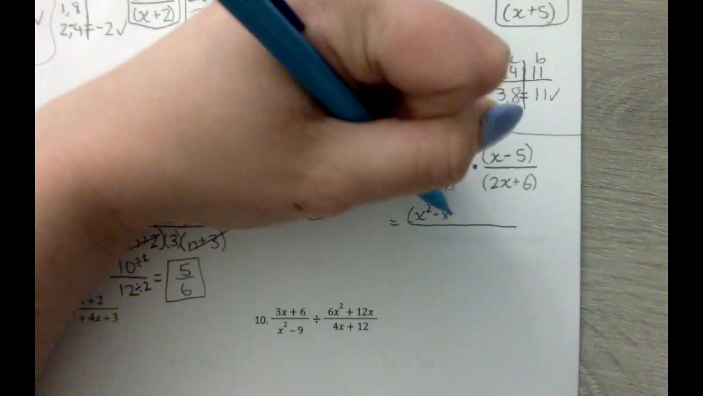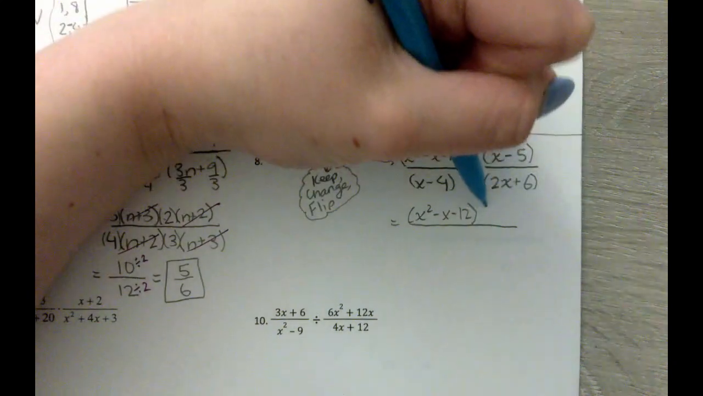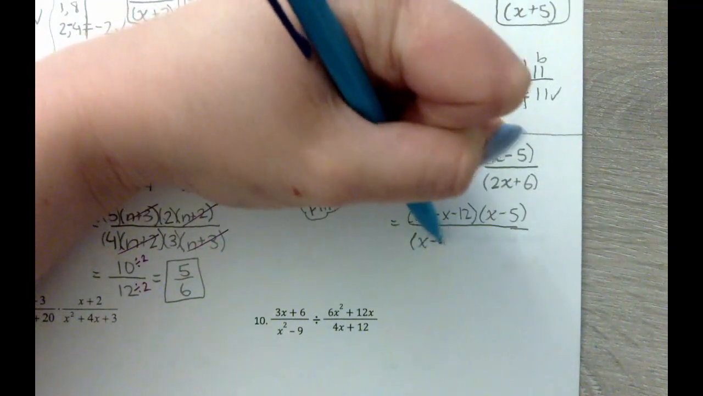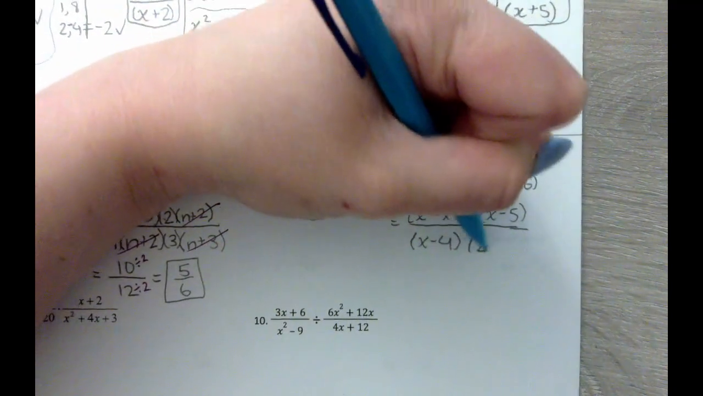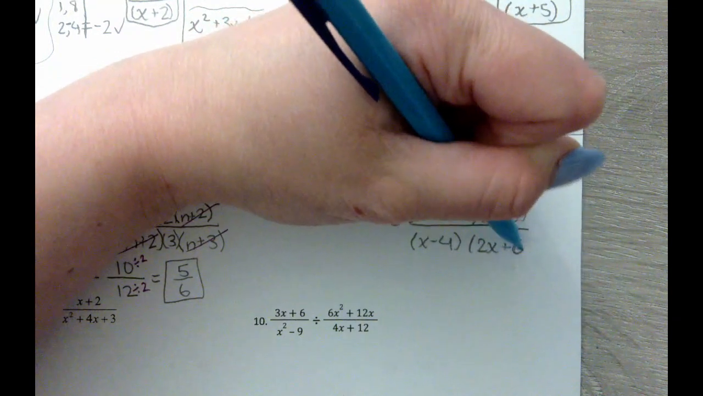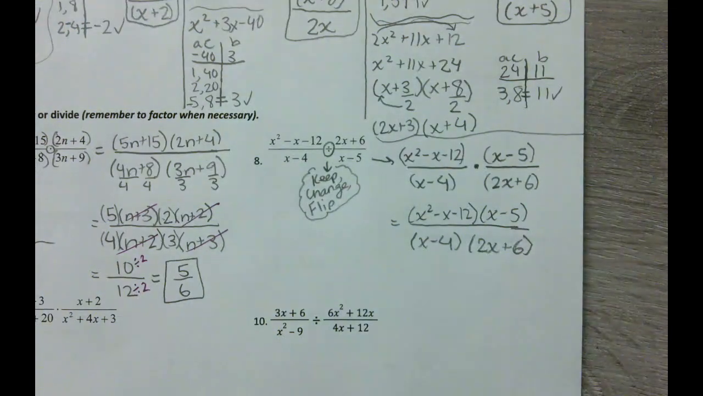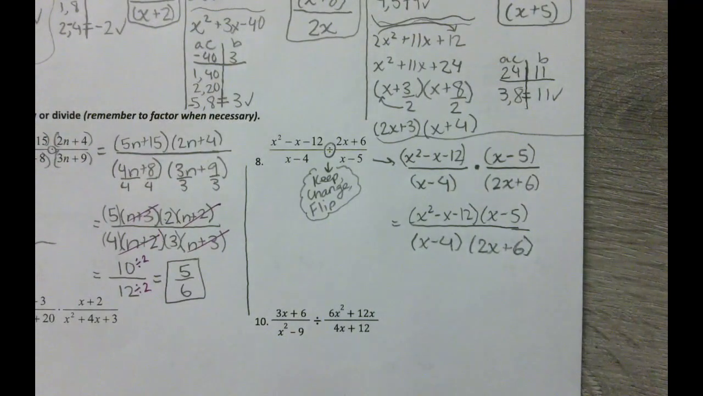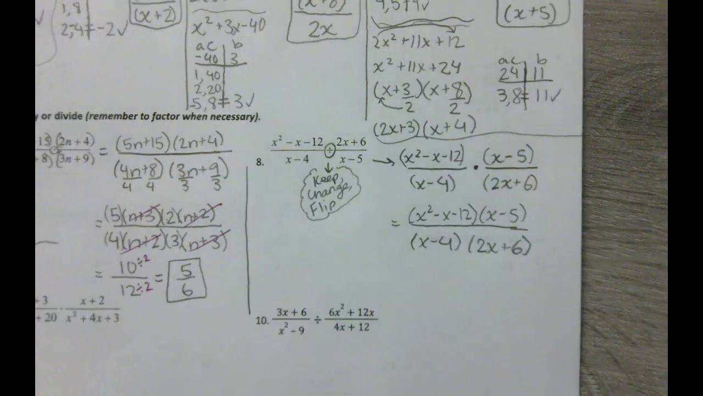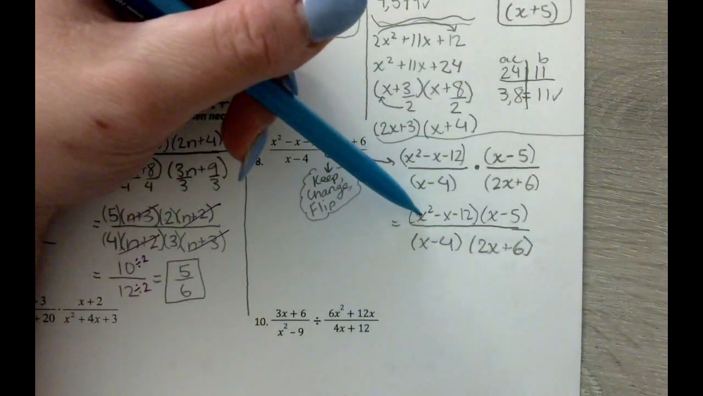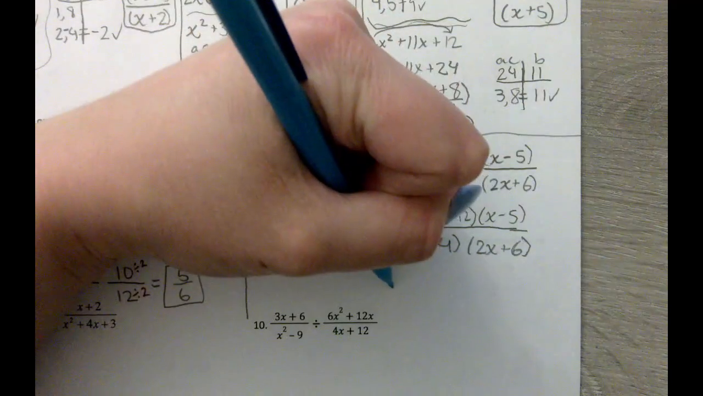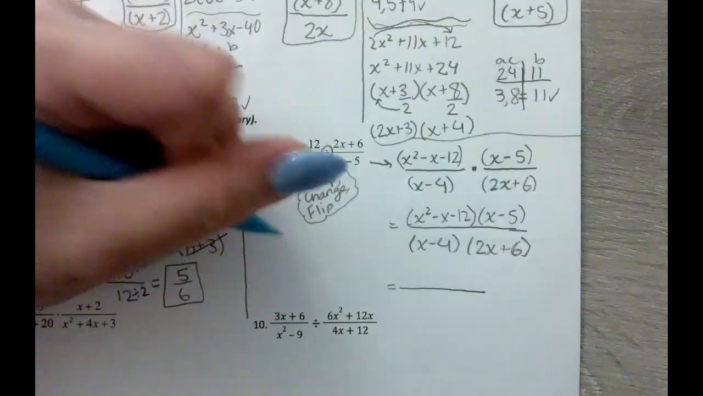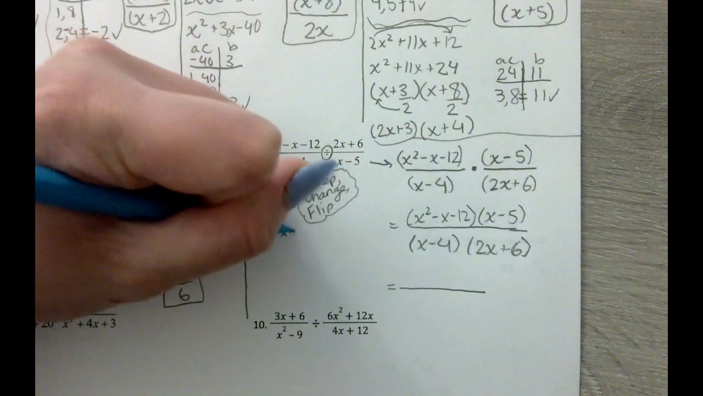Put them together into one fraction. X squared minus x minus 12 times x minus 5 over x minus 4 times 2x plus 6. Alright, we only have two things to simplify here. On the top, we've got that x squared minus x minus 12.